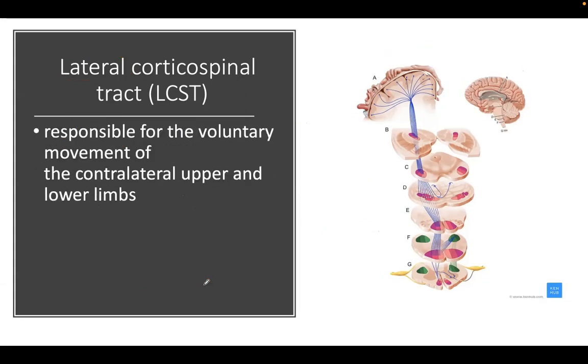Okay, so main function of the lateral corticospinal tract, voluntary movement of the contralateral upper and lower limbs. Voluntary movement of the contralateral upper and lower limbs. Memorize this. So please remember this.